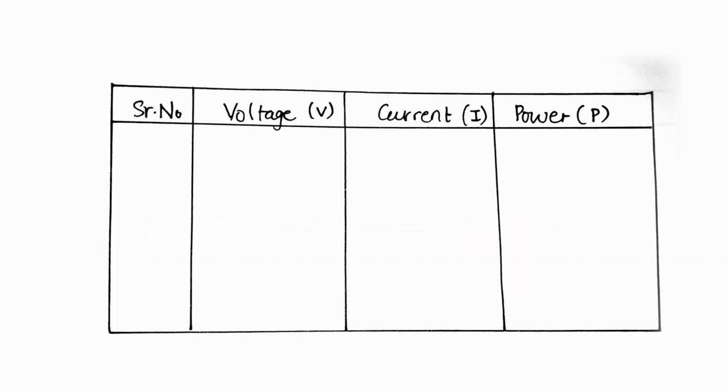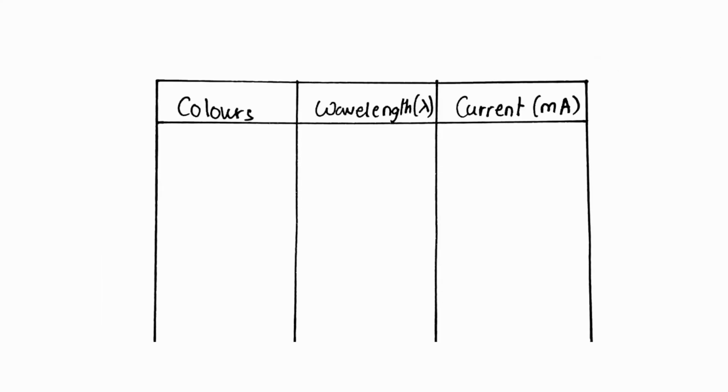In this experiment, we will get two observation tables. The first one will have voltage, current and power value, while the second one, spectral response table, will have colors and their wavelengths on one side and the current value which is obtained on the other side.